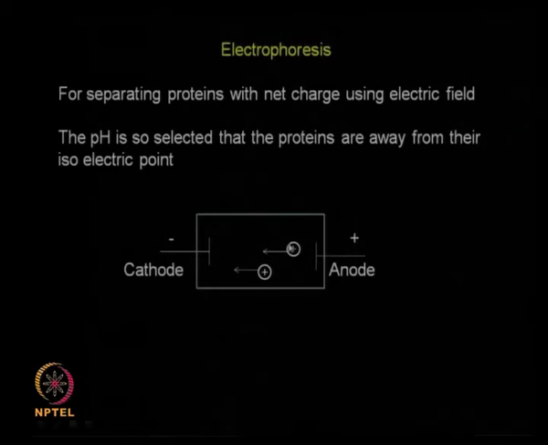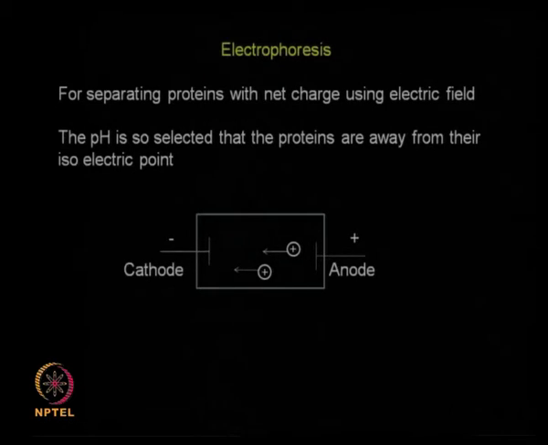If I have proteins of different molecular weights or different sizes, and they are all positive, and I apply a large voltage, they will all get attracted to the negative electrode, the cathode. Now the speed at which they get attracted will depend upon the mobility, that means it will depend upon the size. So I can achieve a separation based on the size. This is how electrophoresis works.